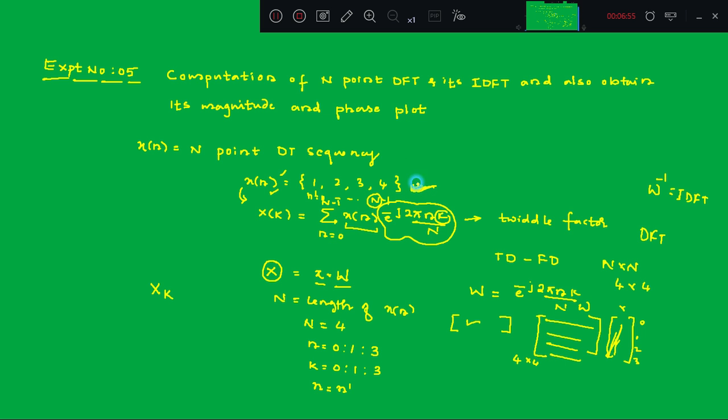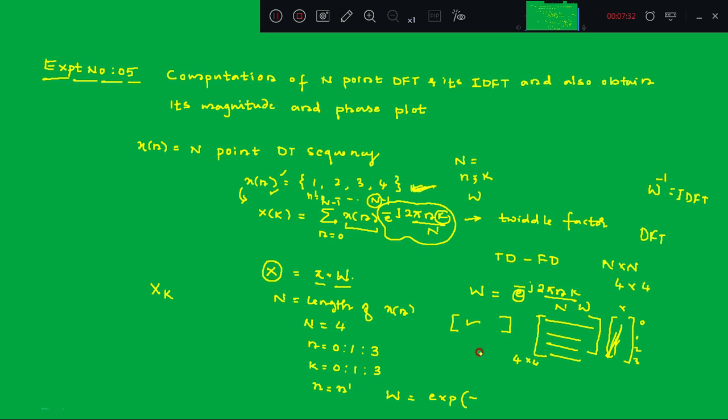So you have to first take the n point sequence x of n, then you calculate the size of the input sequence, or length of the input sequence n, then you define the range for n as well as k, then you define W, because this DFT matrix we want. What is this DFT matrix W? It is e raised to minus. E is the exponential.